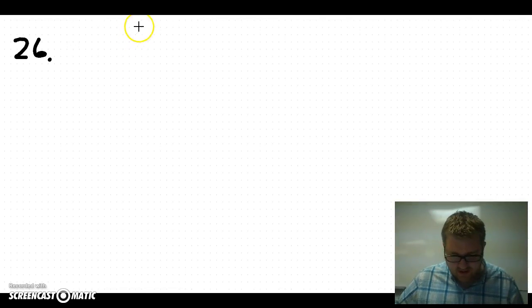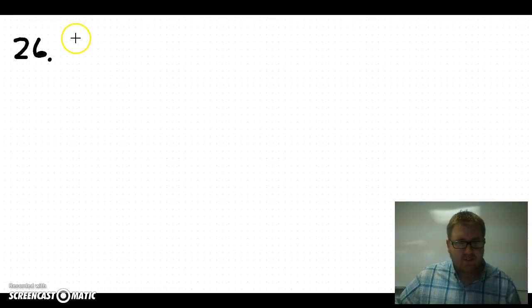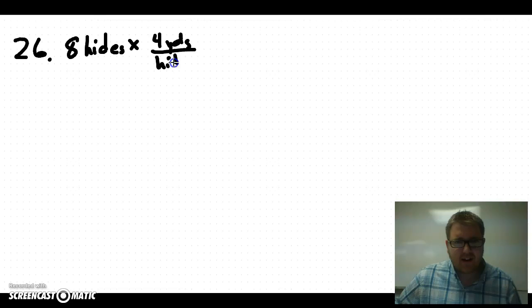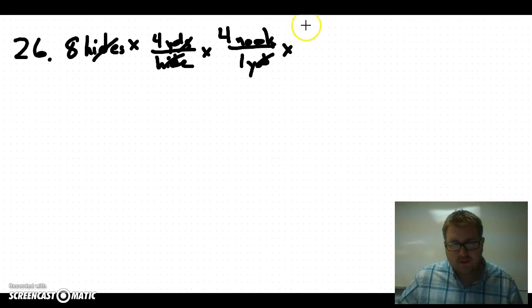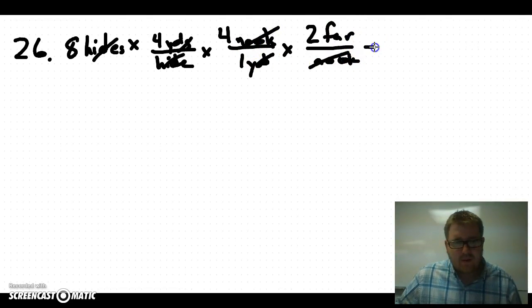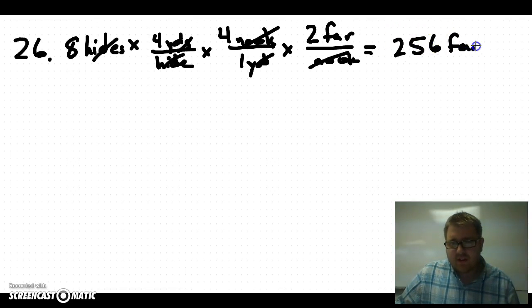So let's look at number 26. We're trying to convert 8 hides into fardels, and we're given all those conversions. Let's just write it out. 8 hides. There are 4 yards in a hide, so let's cancel out hides. There are 4 nooks in a yard, so those all cancel out. There are 2 fardels in a nook, so let's cross nook out, and then if we multiply 8 by 4 by 4 by 2, we should get 256 fardels.